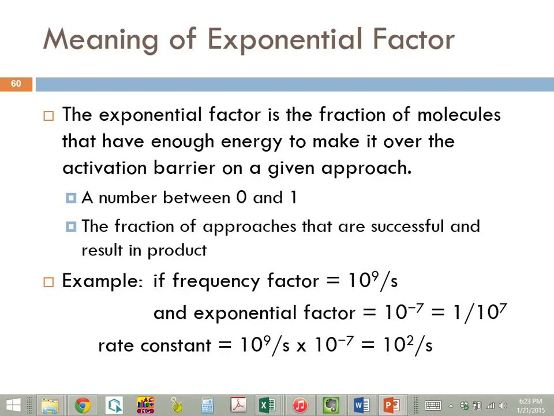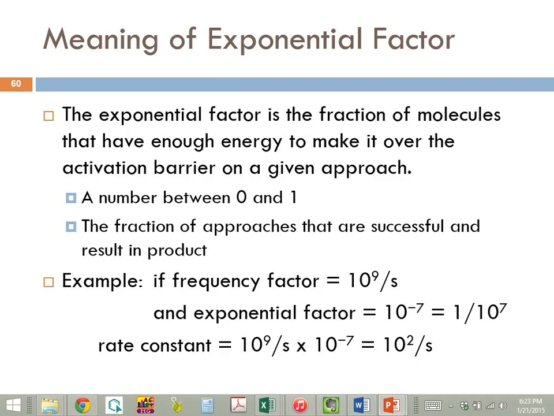So the frequency factor would be like how fast you're hitting balls at the hump on the golf course. And the exponential factor is what fraction of those balls have enough energy. If the fraction is 0.5, then half of the balls you hit have enough energy to go over. Can you just repeat that one more time?